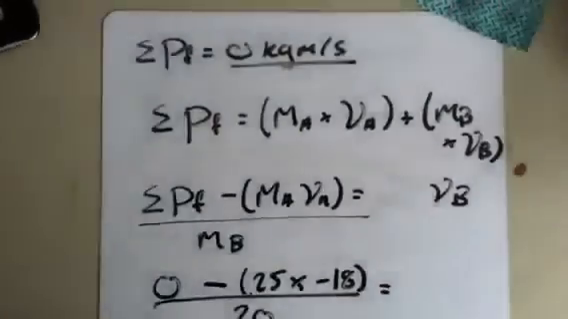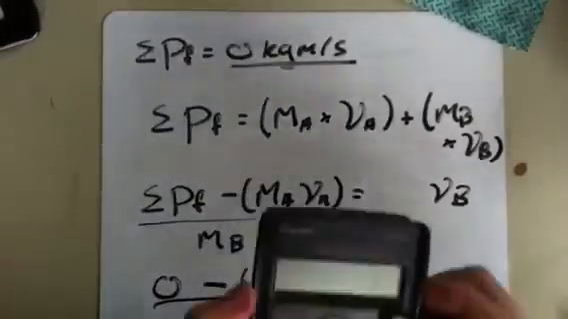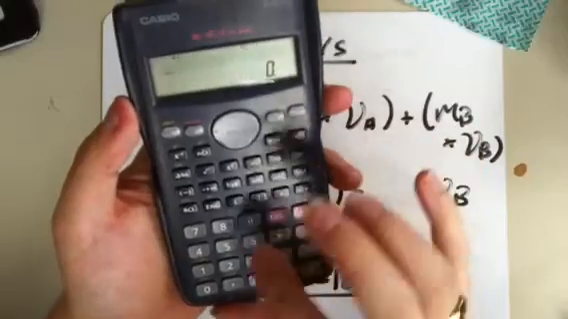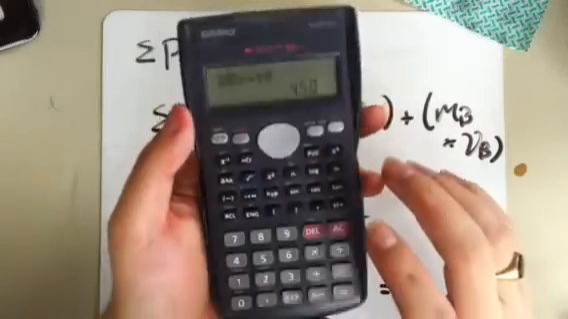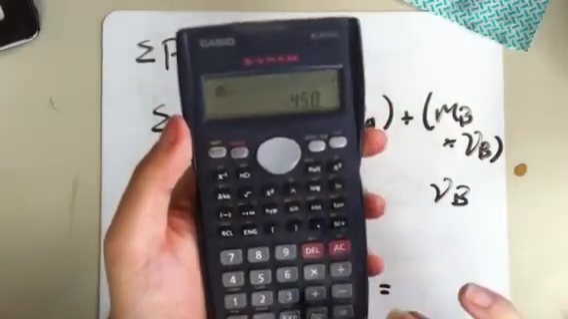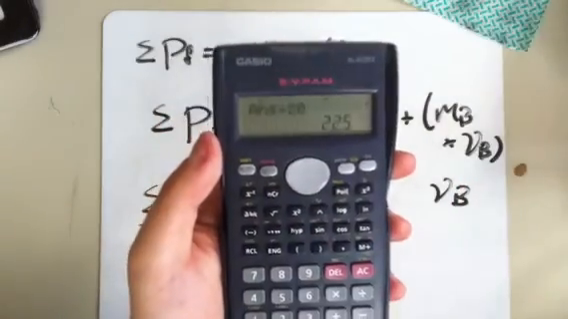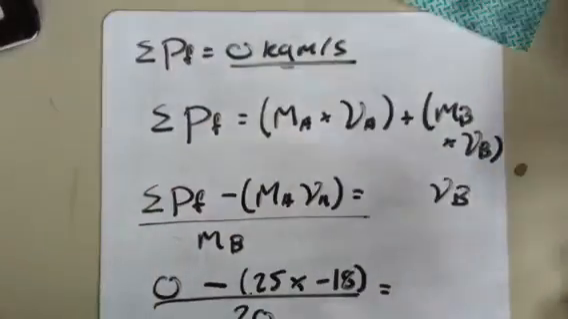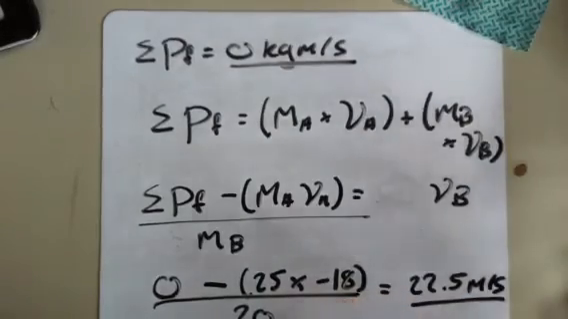Let me just get a calculator very briefly. There we go. If we type that into a calculator, we'll go with 25 times minus 18 equals, that gives us minus 450. 0 take away answer equals 450 divided by 20 equals 22.5. So our answer is 22.5 meters per second. So, there's the answers of both of those questions.